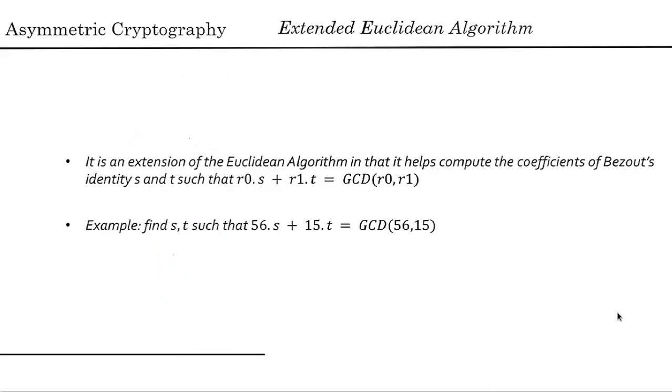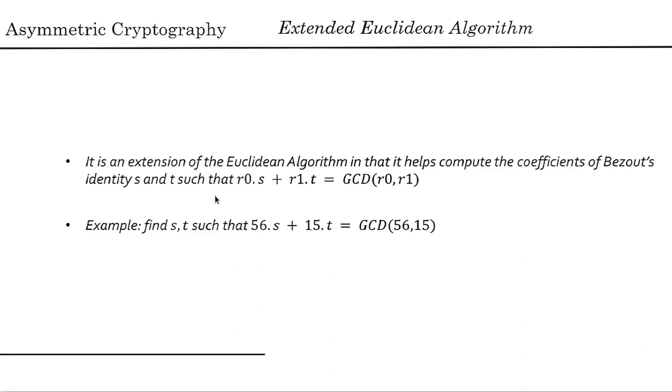Now the extended Euclidean algorithm. It is an extension of the Euclidean algorithm in that it helps compute the coefficients of Bézout's identity, S and T. So these are some really big and weird words. Bézout's identity, S and T. I promise this is really simple, and we will use all of these to construct our simple asymmetric algorithm. Just be patient.